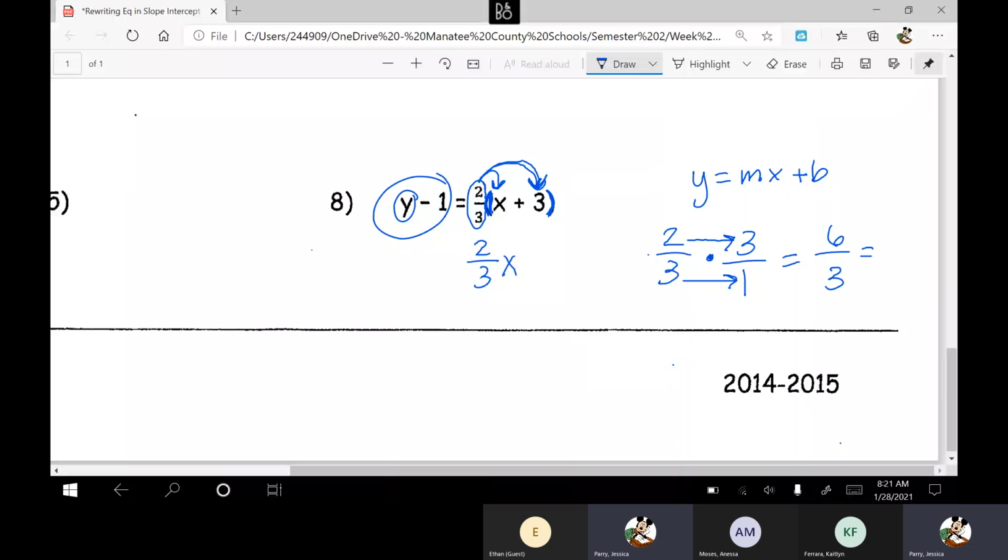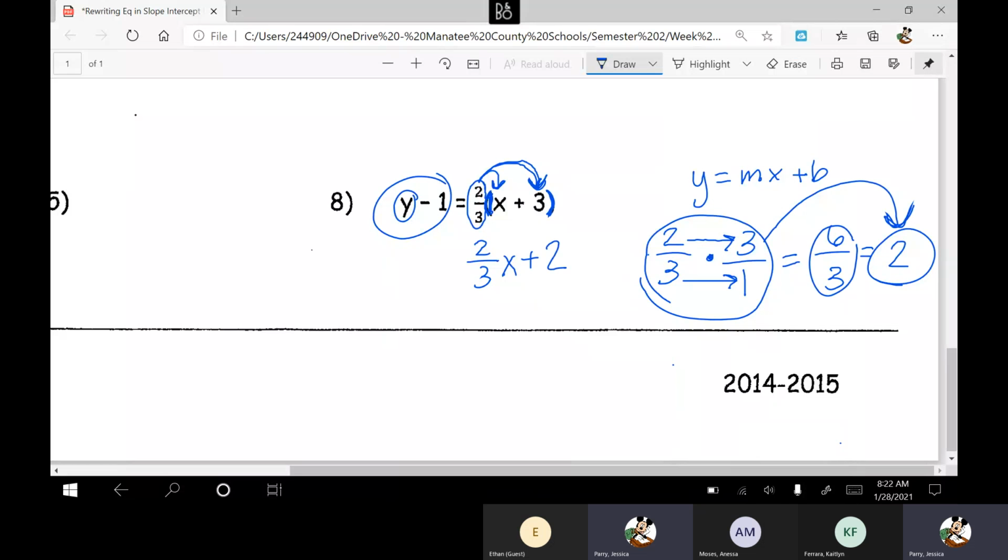Can we do 6 divided by 3? And yes, we can. 6 divided by 3 is 2. So that entire thing here, the 2 over 3 times 3, is really 2. We're just showing our work here in the middle. So all of that is a positive 2.